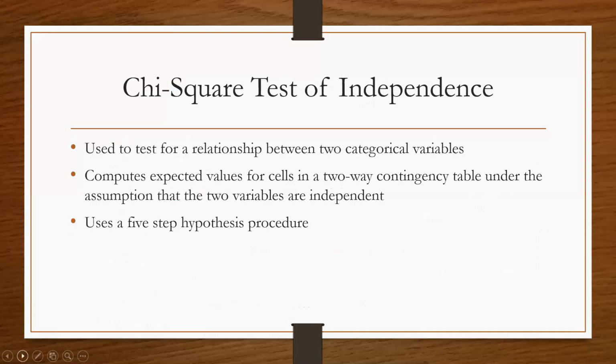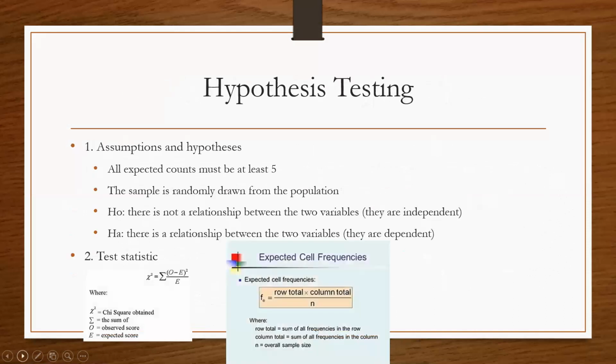Basically, you find the p-value, you make your decision, then you just address the real-world conclusion. So, chi-squared test of independence. It's used to test the relationship between two variables. It computes expected values for cells in a two-way contingency table under the assumption that the two variables are independent. So the assumptions are that all counts must be at least 5, and the sample is randomly drawn from the population.